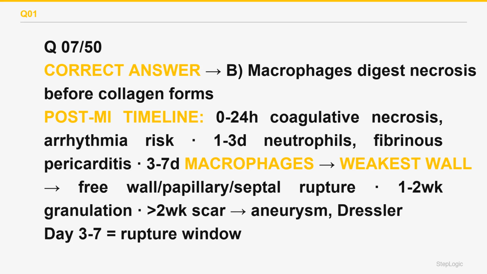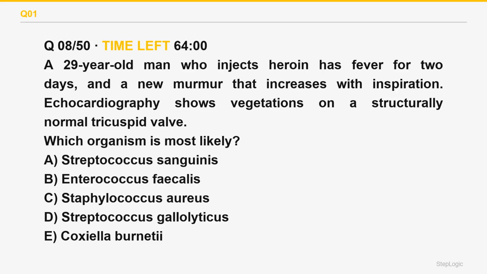If you see sudden tamponade 3 to 7 days after an infarct, let that lead you to think free wall rupture during macrophage clearance. Which organism is most likely?